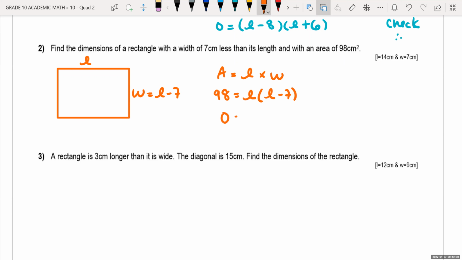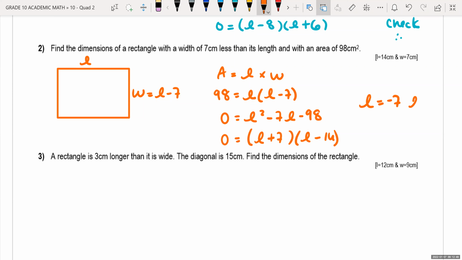And then move everything to one side. So L squared minus 7L minus 98. And again, if you have your calculator, just find two numbers that are 7 apart, and you basically will end up getting L plus 7, L minus 14. So your two answers are going to be length is -7 and length is 14. The -7 won't count, so you can just cross that one out. And then when you put this back in, the width is going to be 7. Okay, and then don't forget your therefore statement, your let statement, and your check.